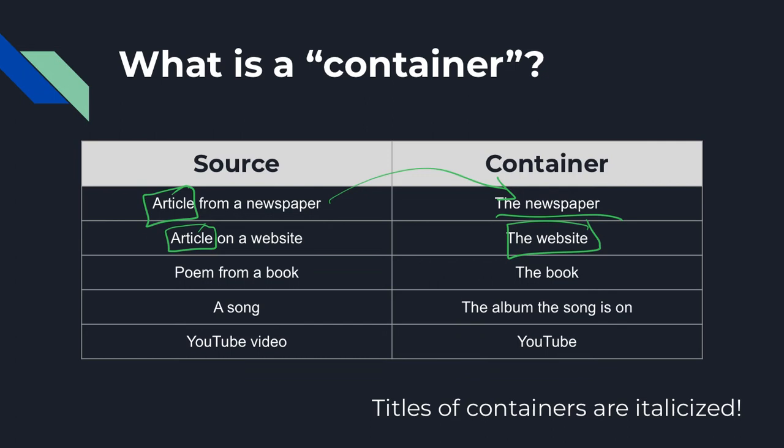If you get a poem out of a book of poems, the book is the container. The poem is the source. A song is the source, but the album that the song is on is the container. If you cite a YouTube video, the video itself is the source. YouTube is the container. It's where you found the source. And in almost every case, the title of the container is italicized.